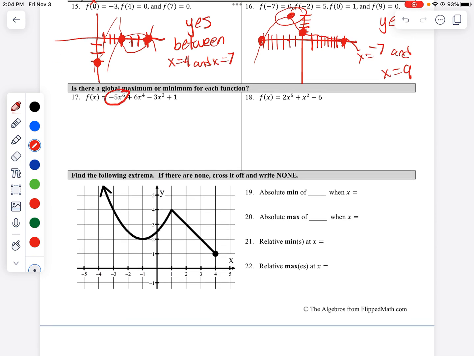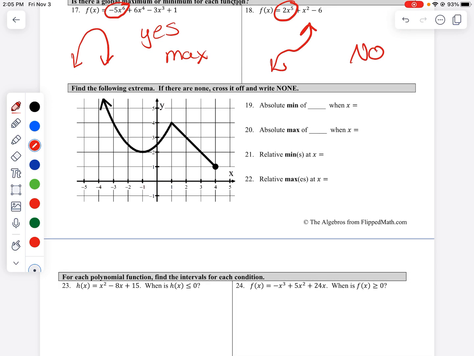So the next one, is there a global max or minimum? Well, what do we know about this one? It's even powered, so it's like a parabola facing down, so yes, there would be a max. Where this one, it's a bendy straw going up, so we do not know. There is not an absolute max or min.